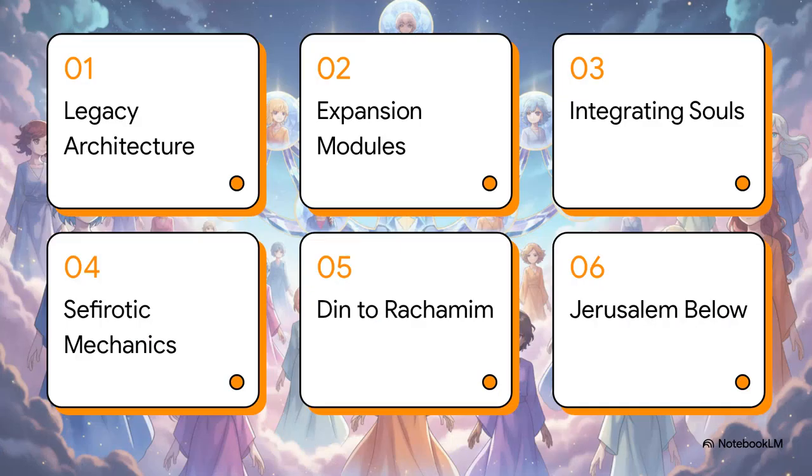All right, so here is our system architecture blueprint for today. We'll be hitting 6 main points. First, the legacy system architecture. Second, a tech analogy on expansion modules. Third, video game factions and integrating souls. Fourth, mapping the Sephirotic mechanics. Fifth, color shifts from Din to Rahamim. And finally, number 6, returning to Jerusalem below.